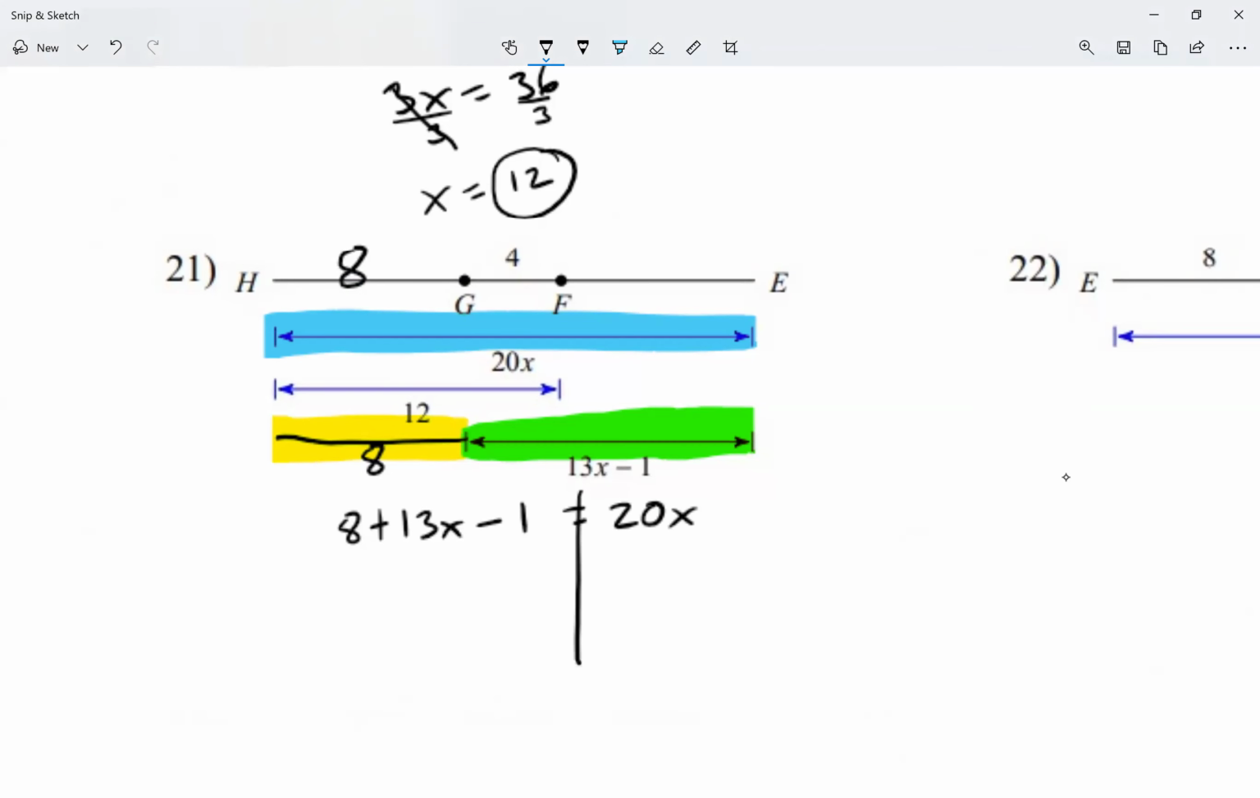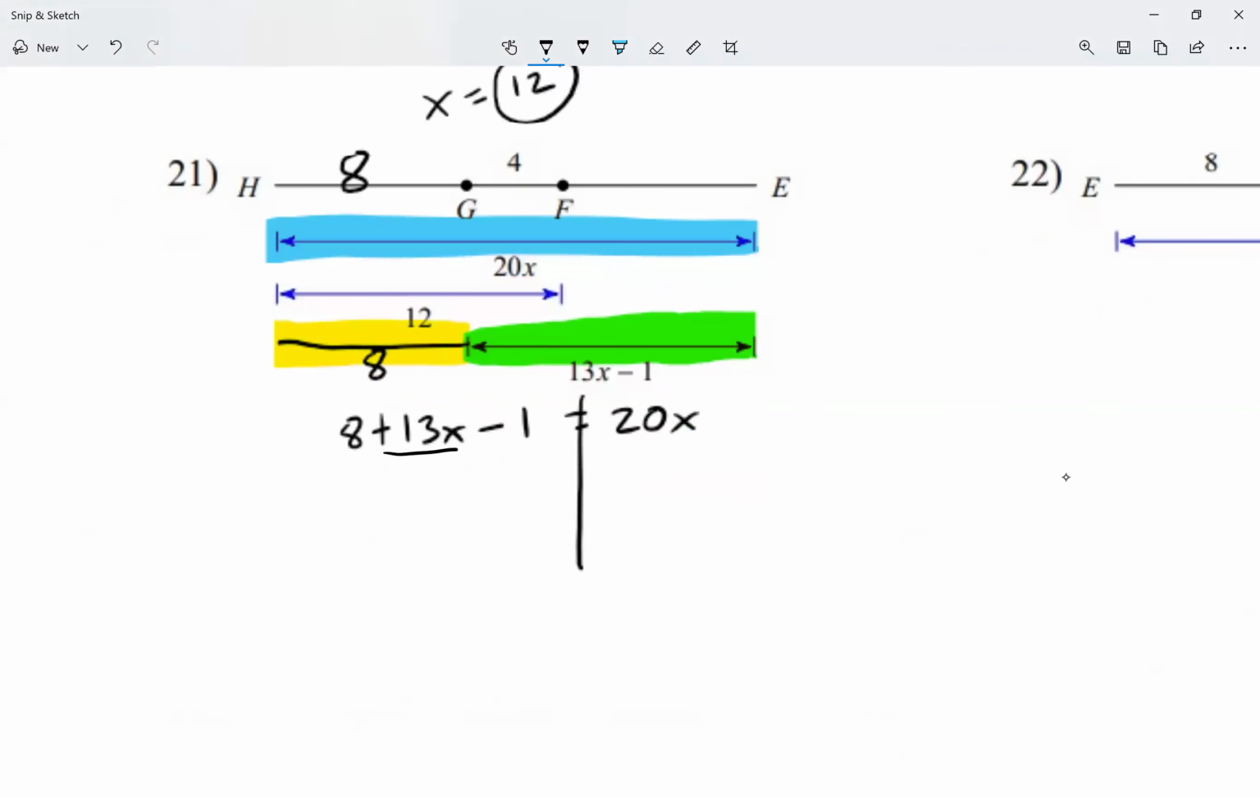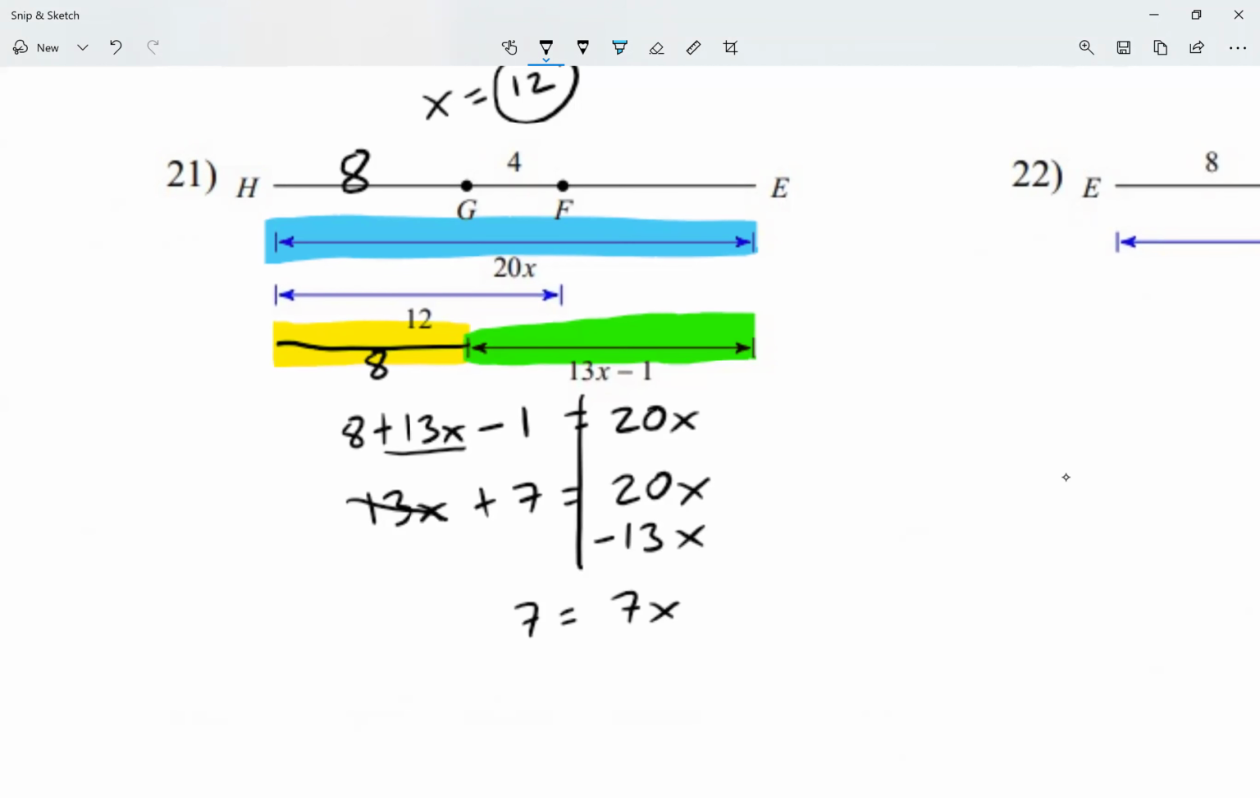You separate the sides through the equal sign. Letter-wise, on the left, I just have 13x. Number-wise, I see 8 minus 1. So I'm going to call that positive 7. And this is equal to 20x. All right, I want letters together, right? I want to combine the letters. So I'm going to move the smallest x. 13 is smaller than 20. So this positive 13x, let me move it over as a minus 13x. So that gives me that 7 is equal to 7x.